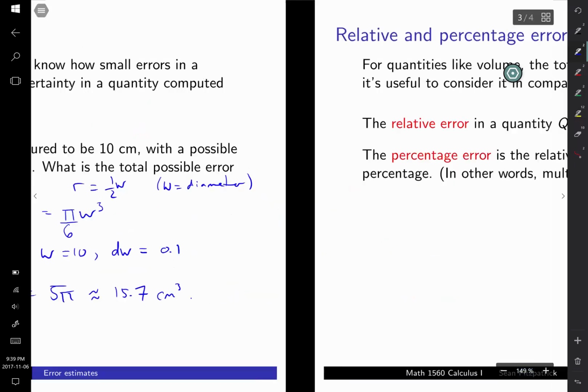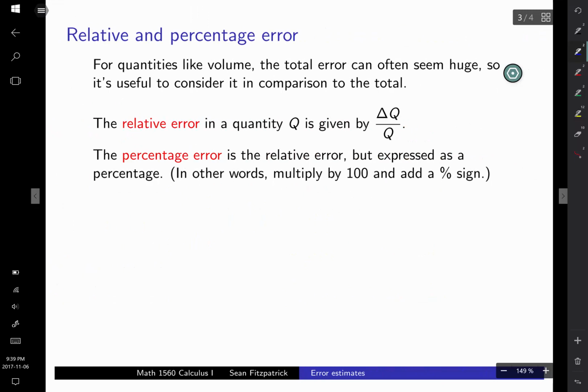Now, you might be concerned about the size of that error. This one is not too bad. Maybe you're right, 15.7 seems okay. But that's still a big number. It's certainly a lot bigger than 0.1. So you might be worried and think it seems way off. I've calculated this huge error in my volume. Does that seem reasonable?